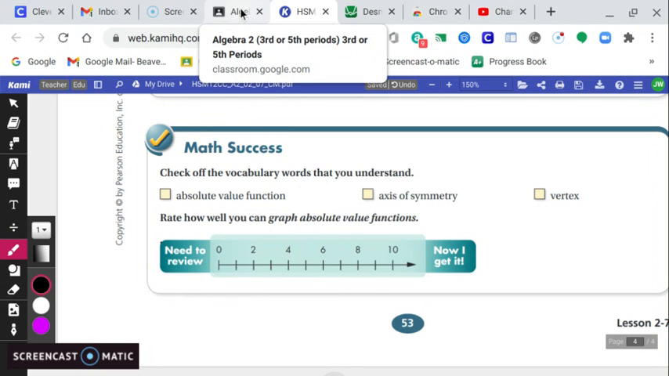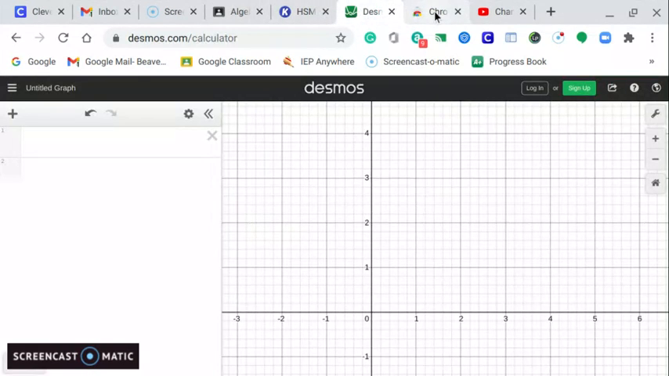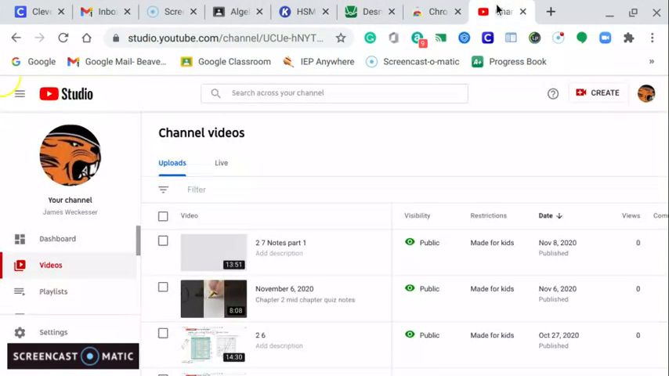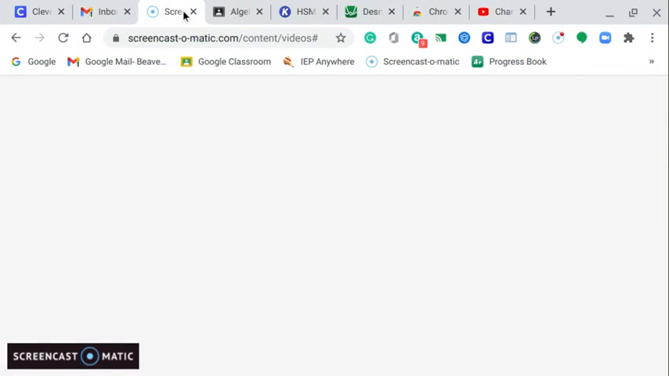See if I can figure this out now before I mess everything up. There it is over here.